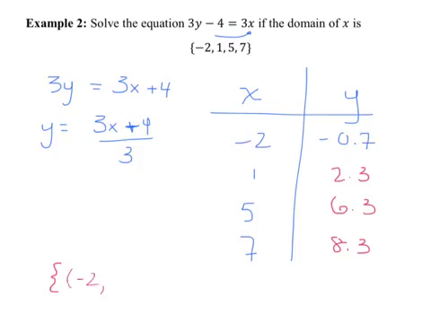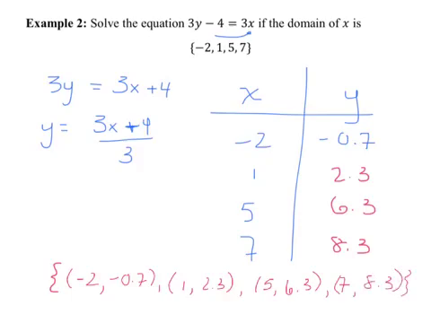Negative 2, comma, negative 0.7, 1, comma, 2.3, 5, comma, 6.3, and 7, comma, 8.3. And a lot of you are probably noticing already that there's some sort of patterns that happen to occur here. Okay, so keep those in the back of your mind as you go through these problems.